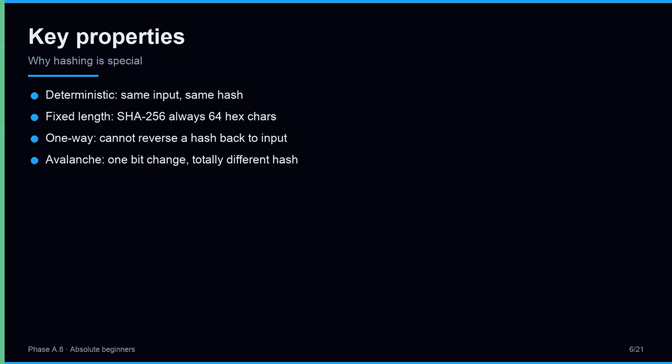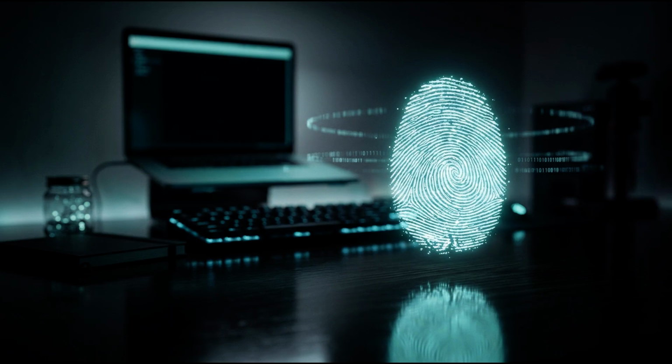Four properties make hashes special. First, deterministic, the same input always gives the same hash. Second, fixed length, SHA-256 always produces a 64-character hex string, whether you hash one word or 1 gigabyte. Third, one way, given a hash you cannot work backwards to the original data. Fourth, the avalanche effect, flip a single bit in the input and the entire hash changes. These 4 traits are why hashes power passwords, file checks, blockchains, and digital signatures.